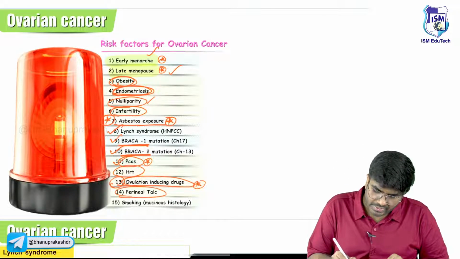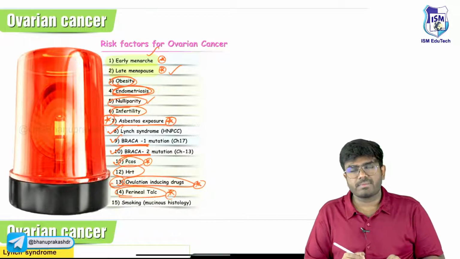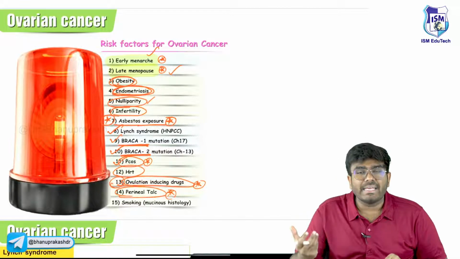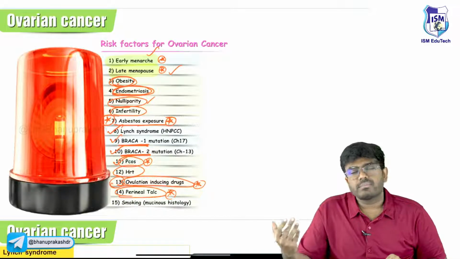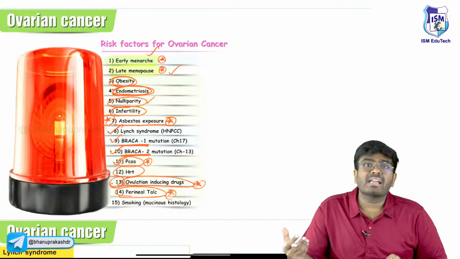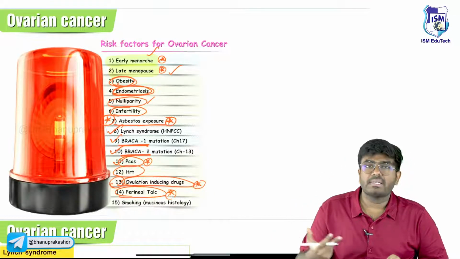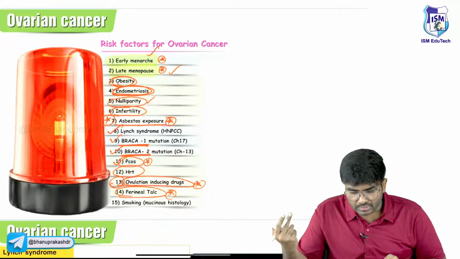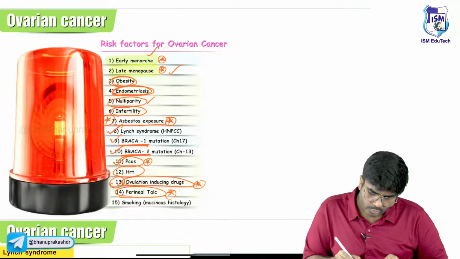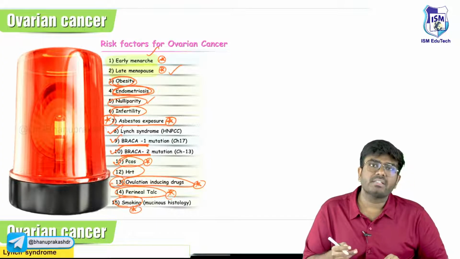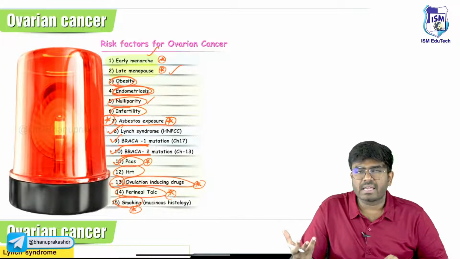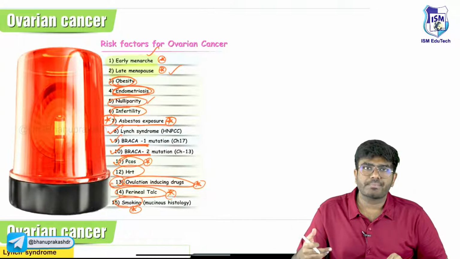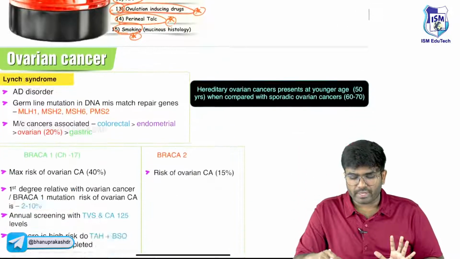And perineal talc, using certain talcum powders. Females who are using talcum powders in their genital areas, the talc can get access into the reproductive tract, and it's shown that it can also lead to ovarian cancers. Smoking is definitely a risk factor. It's a bad thing, right? Smoking has lots and lots of toxins, a lot of carcinogens, so that can lead to cancer. So all these are the risk factors of ovarian cancer.